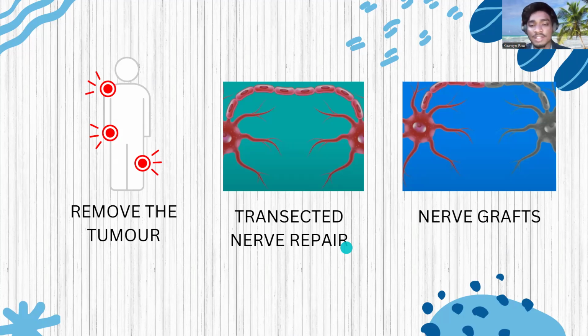So what else is considered peripheral nerve surgery? Transected nerve repair. When a nerve is not working well, they do a surgery to transect and repair the nerve. They also do a surgery called nerve graft. Nerve graft is when a nerve is not working properly, they will take nerve cells from other parts of the body and place them where the nerves aren't working properly so that it can activate the nerve cells back.